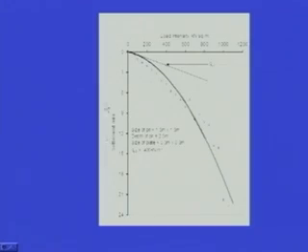So, here if you see this figure, one tangent is drawn from the initial portion and another tangent is drawn from the straight line portion of the curve, and wherever these two tangents intersect, that corresponds to the ultimate bearing capacity of the plate.